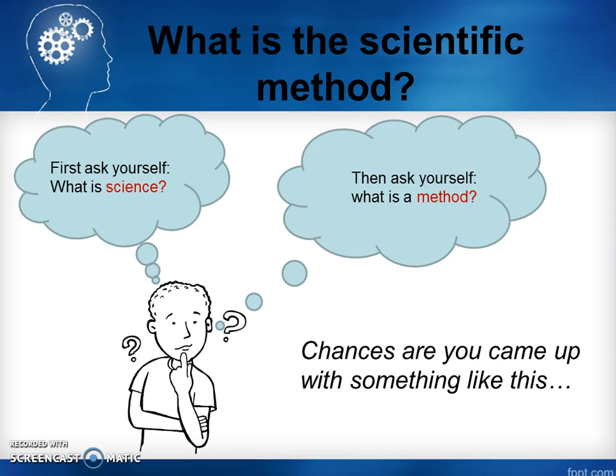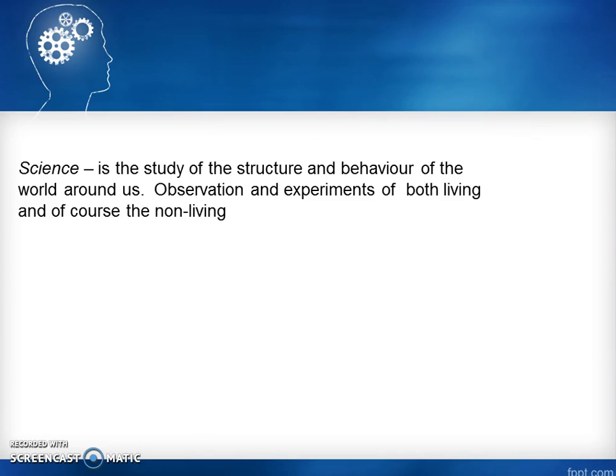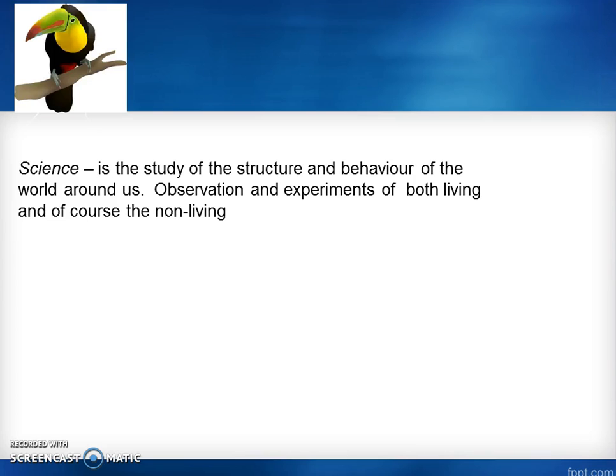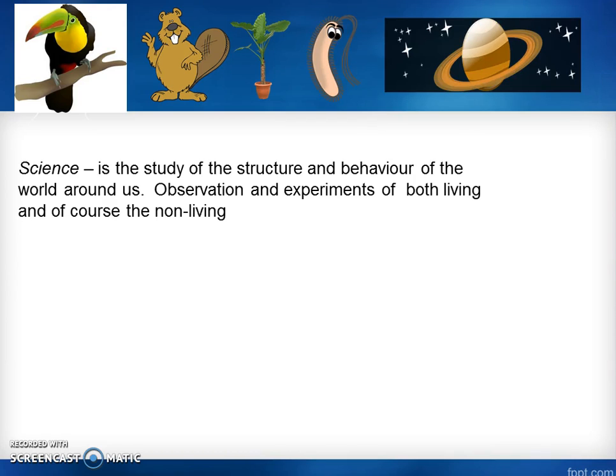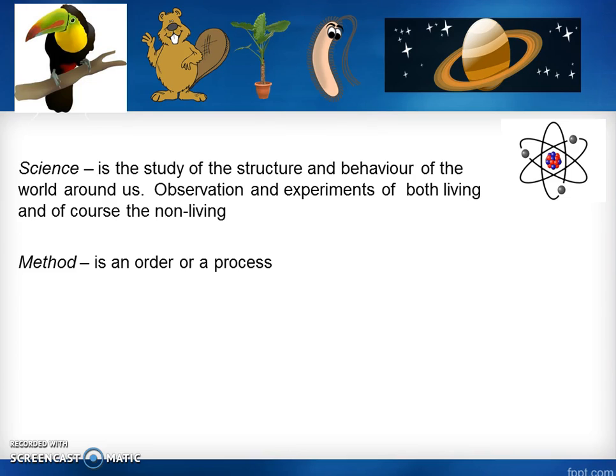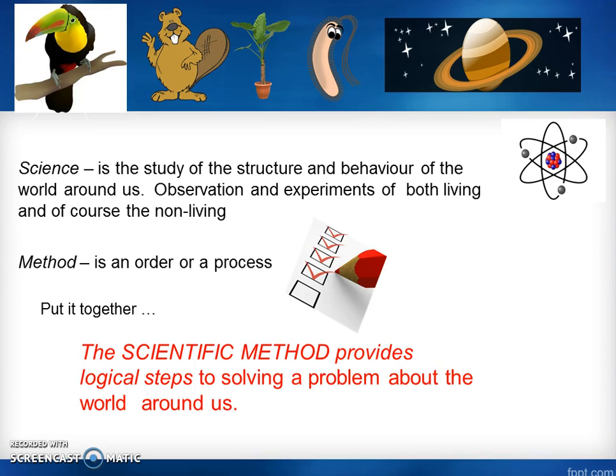Chances are, if you gave those two terms a thought, you came up with something like this. Science is the study of the structure and the behavior of the world around us. So it's not only observations, it's also experimenting with both the living things, so animals, plants, bacteria, to the non-living things such as the universe, as large as the universe is, and maybe you even thought as tiny as an atom. Now a method is an order or a process or a checklist. So when we put all that together, we get the scientific method. So it's a way to provide logical steps to solving a problem about the world around us.